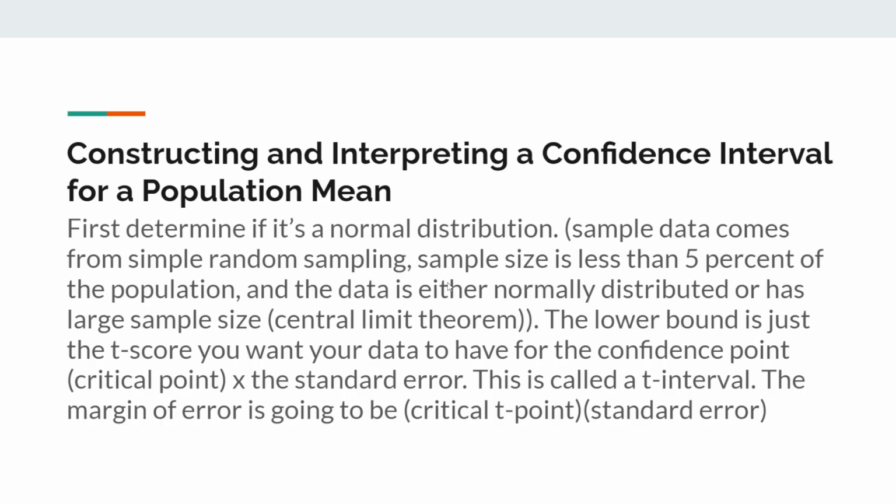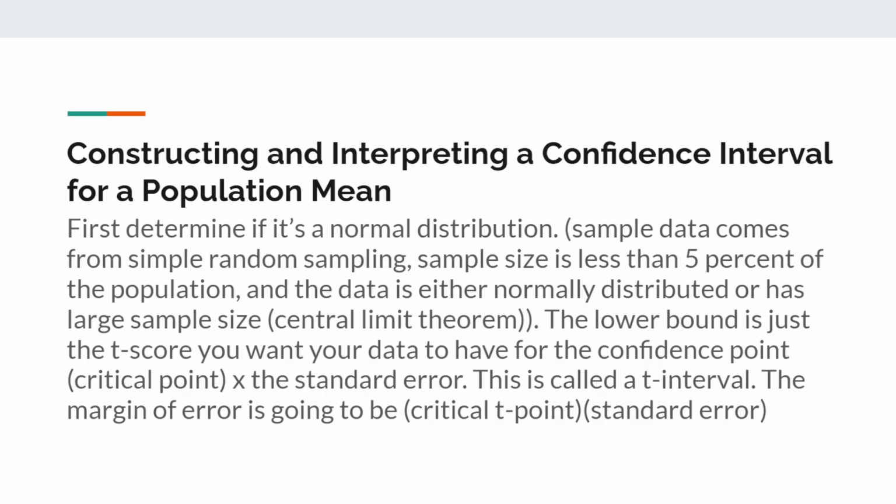The sample size is less than 5% of the population, and the data is either normally distributed or has a large sample size, which is when the central limit theorem applies. Basically, when n is greater than 30, you can ignore all of this because all the averages are more tightly clustered around the actual mean.